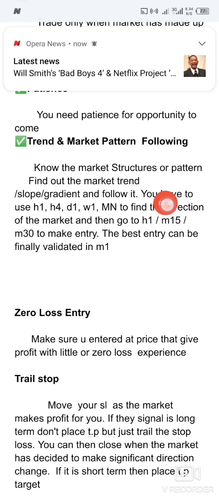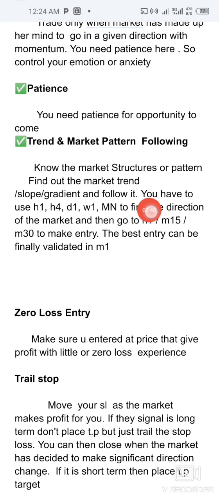Trend and market pattern following. Know the market structures and patterns and find out the market trend, slope, or gradient, and follow it. When I say market pattern, there are some patterns that will lead to reversal of the market or continuation of the market, so you have to take note of those things.